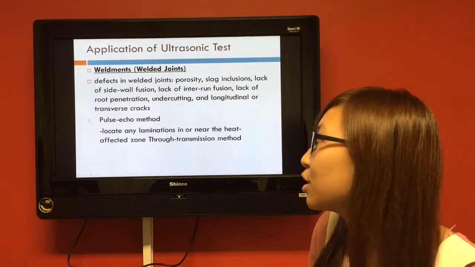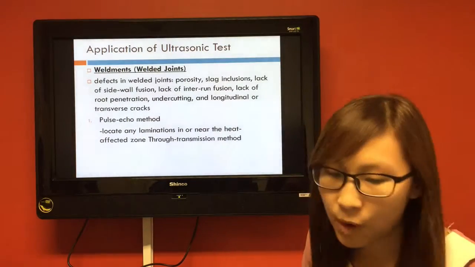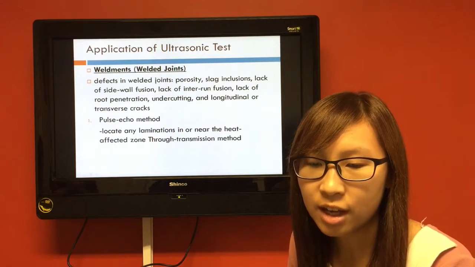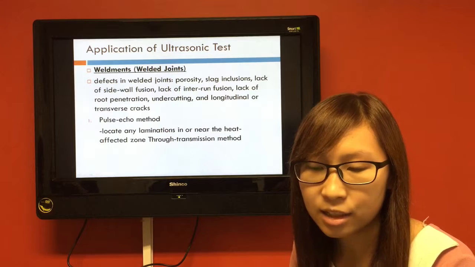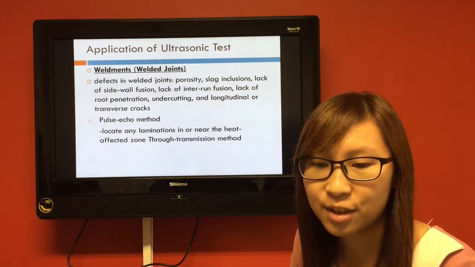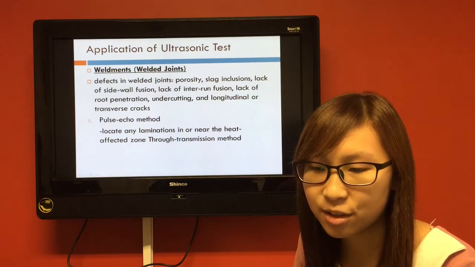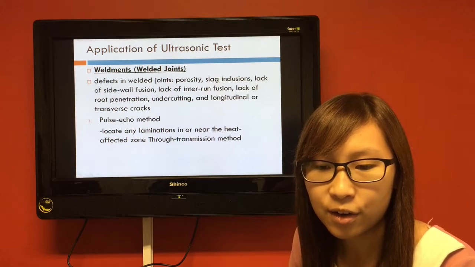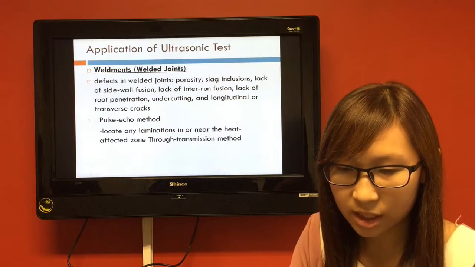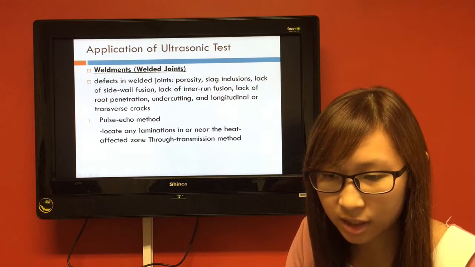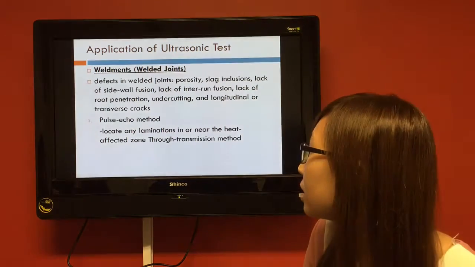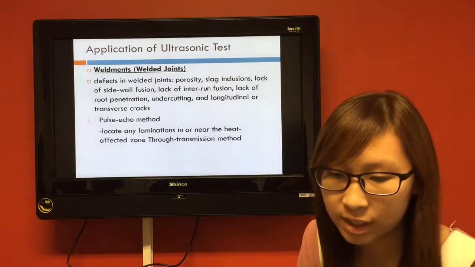And another application would be testing on weldments. The most commonly occurring defects in weld joints are porosity, slag inclusions, lack of sidewall fusion, lack of inter-run fusion, lack of root penetration, undercutting, or longitudinal or transverse cracks, with the exception of single gas pores. All the defects listed are usually well detected by ultrasonic tests.